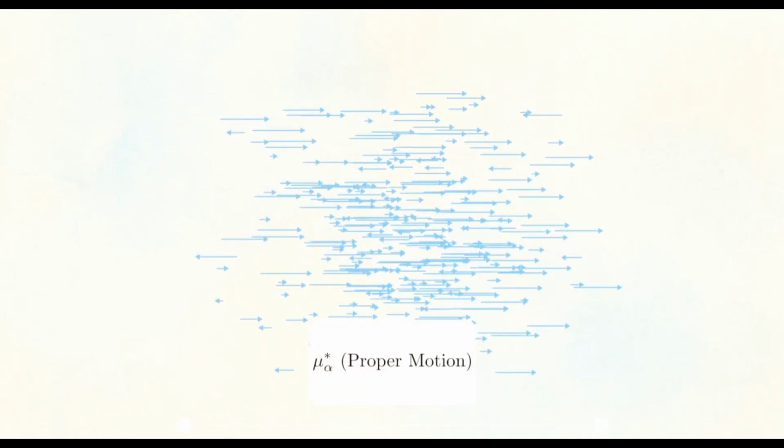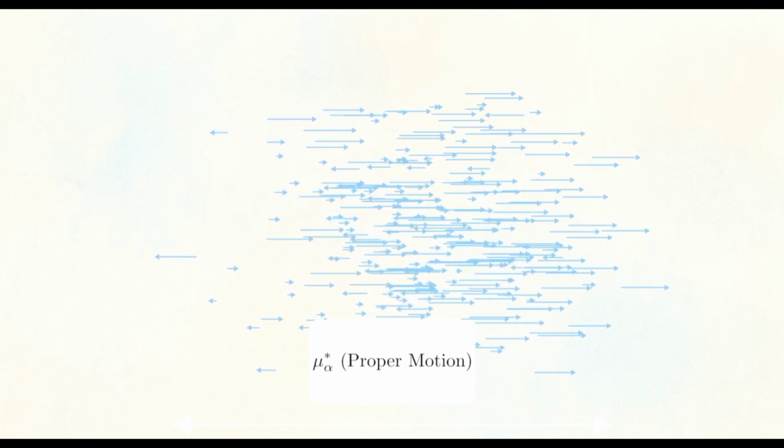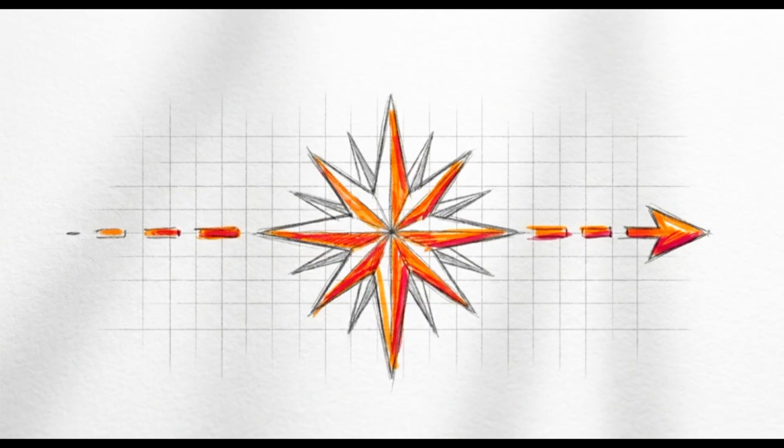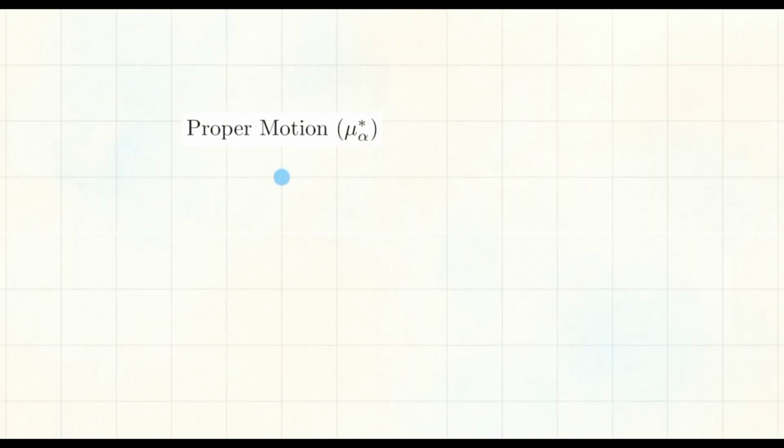Because static X and Y coordinates contain multiple overlapping populations, we have to look for a different sorting metric. We have to look at how these stars move. That metric is proper motion in right ascension, denoted as mu alpha star. This measures a star's horizontal movement across the celestial sphere over time, calculated in milli-arcseconds per year.